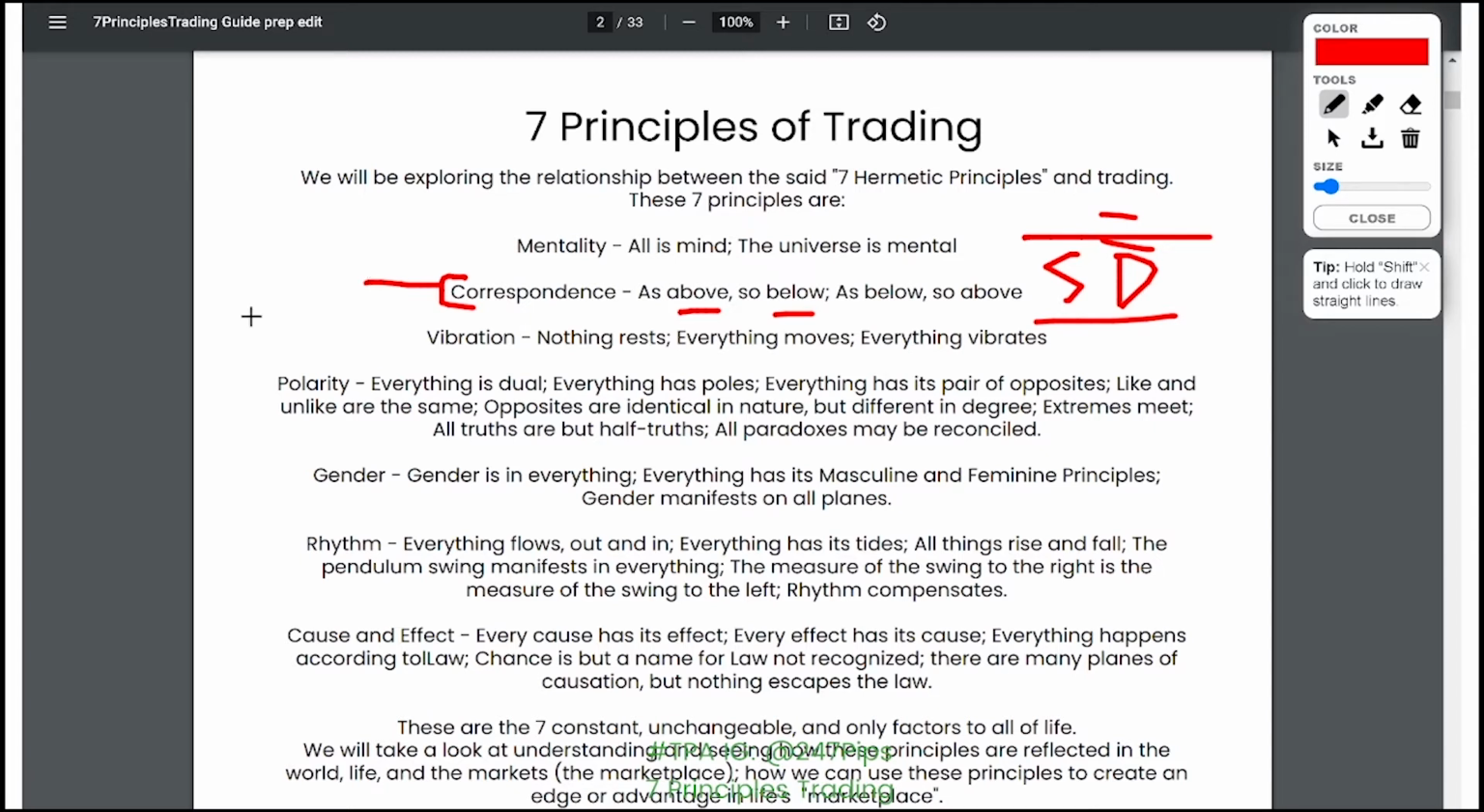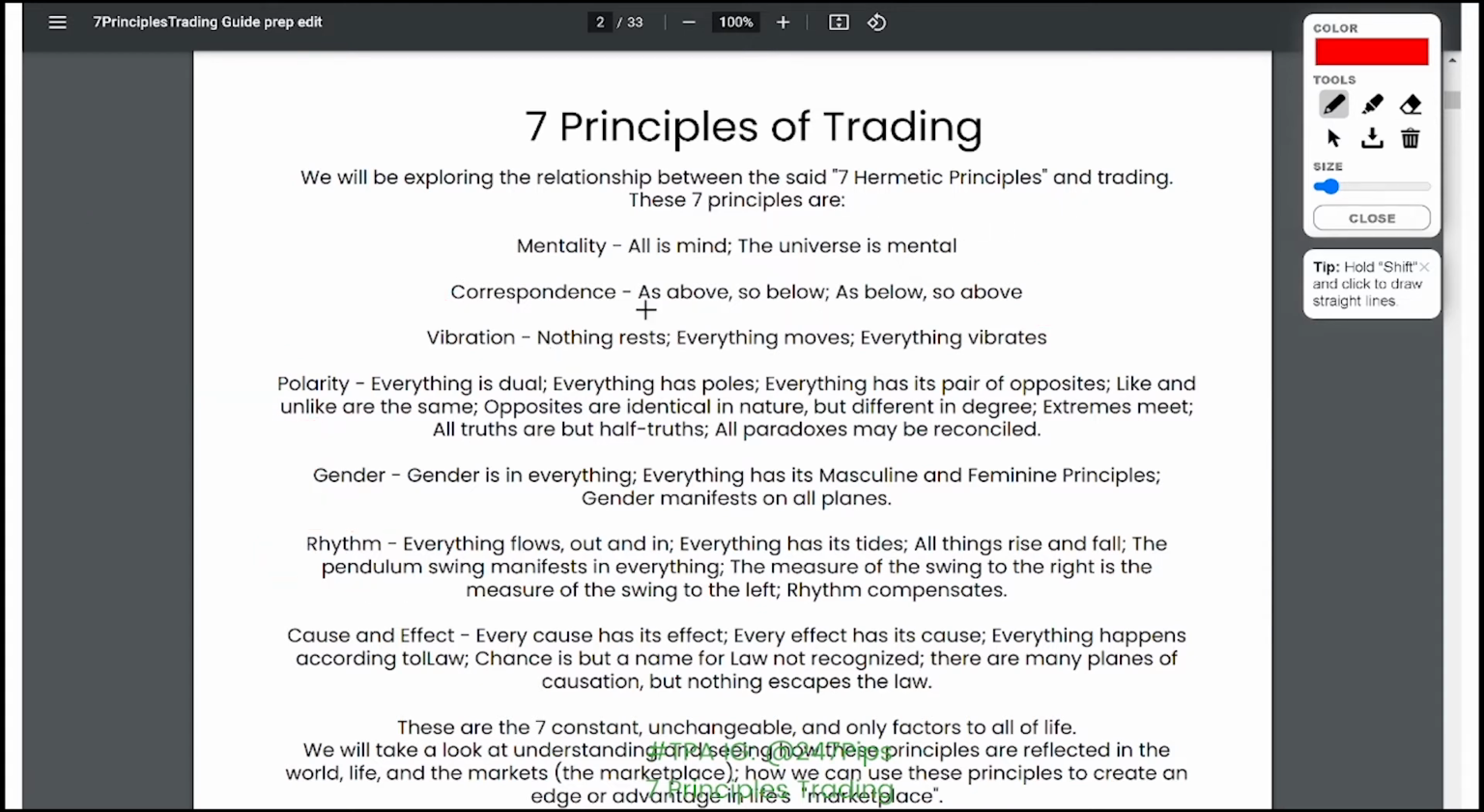Okay, so we understand that there's an aspect of supply and demand, and we have a positive aspect and we have a negative. So negative here and positive here. Just understand that we have a polar high and a polar low. Same thing goes with polarity, same thing will go with gender when we look at it, and the same thing will go with rhythm when we look at that as well.